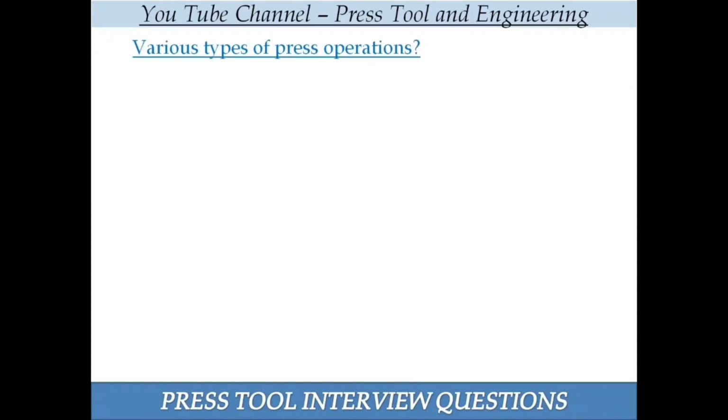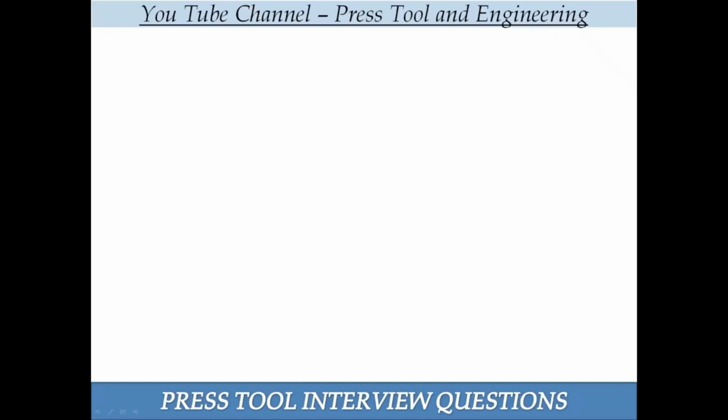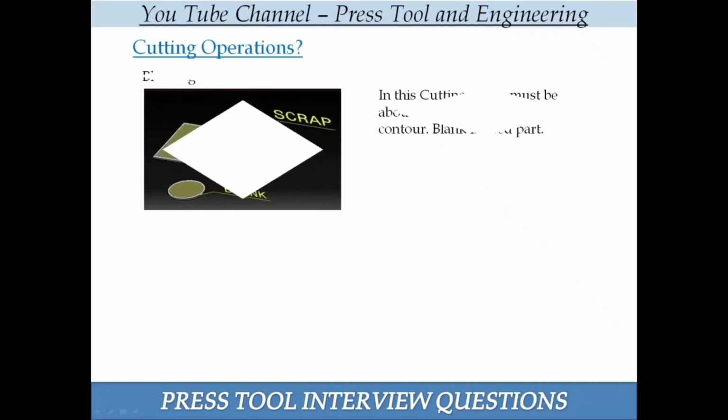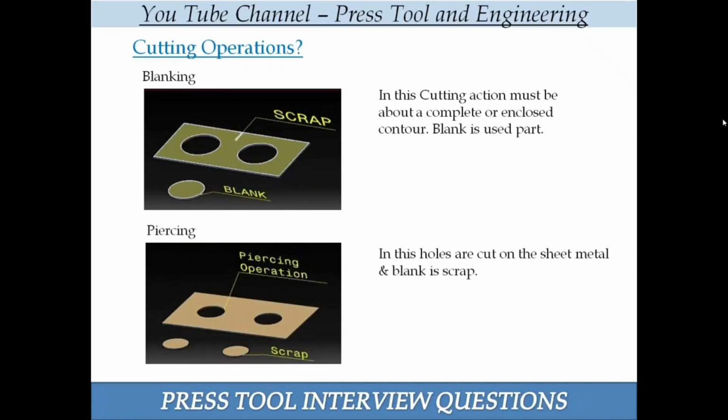Various types of press operations. There are two types of press operations, cutting operations or non-cutting operations. Blanking. In this cutting action, a complete or enclosed contour is cut, and the blank is the used part. Piercing. In this, holes are cut in sheet metal and the blank is scrap.